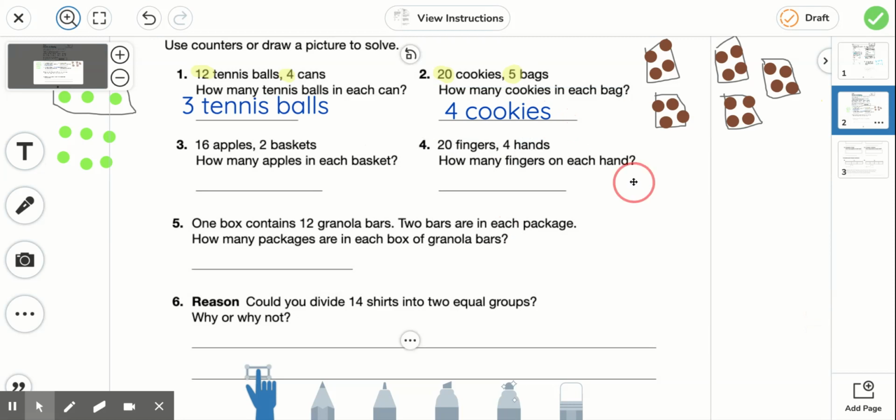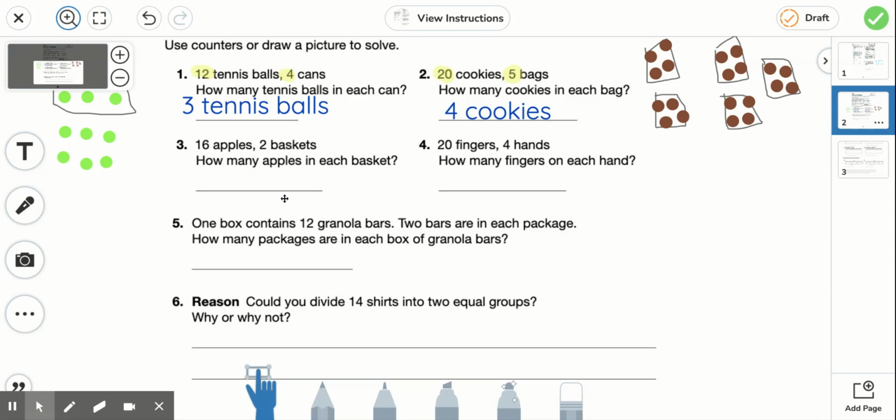What does this look like to you guys? This looks to me a lot like 5 bags. Each bag has 4 cookies. How many cookies all together would be 20? It's the same as multiplication. We're just doing it the backwards way. We're starting with the biggest number and ending with the smaller number. You guys can do this.